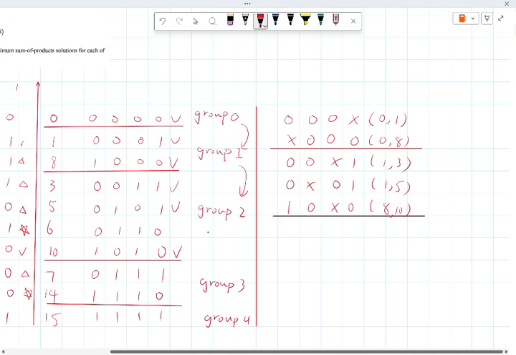All right, so we're going to look at the next, group 3 to group 4. 3 and 7 is 0, x, 1, 1. That is 3 and 7. So we take 7. 3 and 14: there are 2 bits different. No. 5 and 7: 0, 1, x, 1. 5 and 7. So it's all ticked.